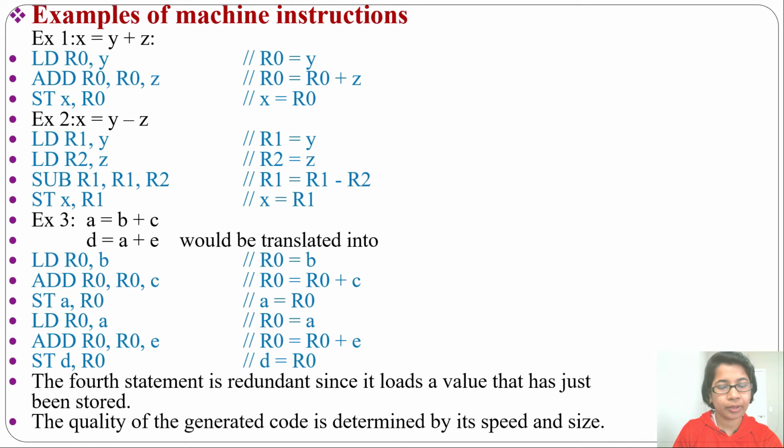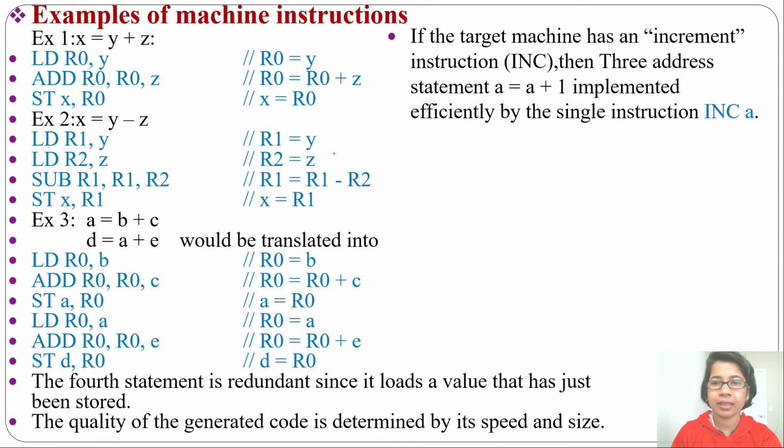The quality of the code is determined by its speed and size. There should be a smaller number of machine instructions and it should be faster. In example 1, there are 3 machine instructions. In example 2, there are 4 machine instructions. But example 2's machine code is faster than example 1's. So if the target machine has an increment instruction INC, then the three-address statement A = A + 1 can be implemented by just a single instruction, INC A. INC A means whatever the A content is will be incremented by 1. If the target machine doesn't support an increment operator, then we need to write machine instructions for this.